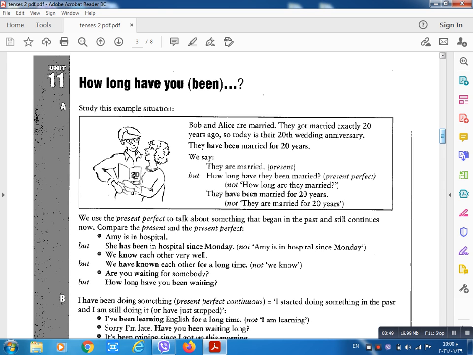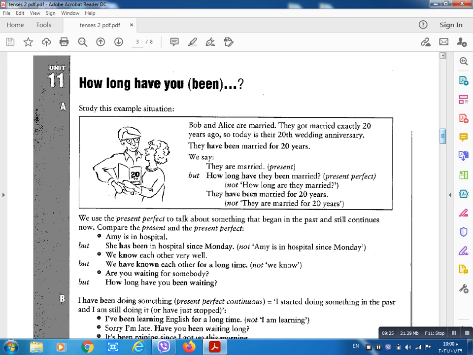For example, they have been married for 20 years. They have been married. This means what? It means that if I want to ask about this action, the period they have been married, the suitable WH question item is how long. How long have they been married? Present perfect. See? We use the present perfect to talk about something that began in the past and still continues now. See, compare the present and present perfect.